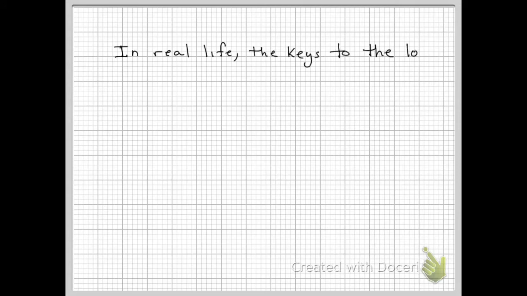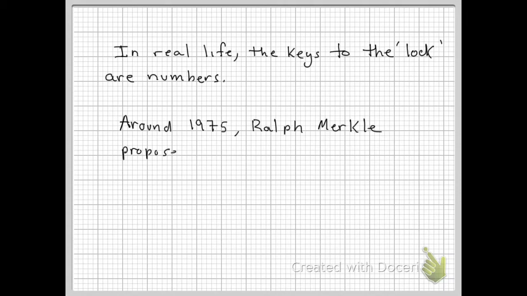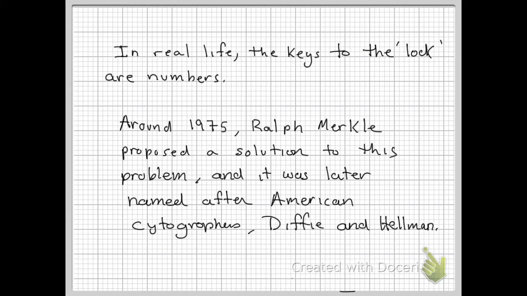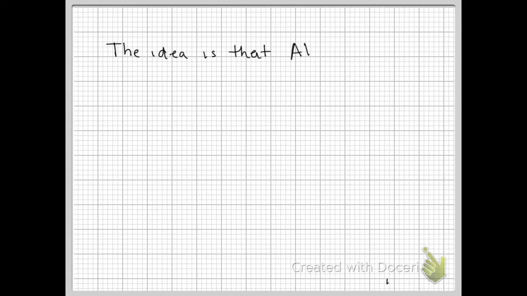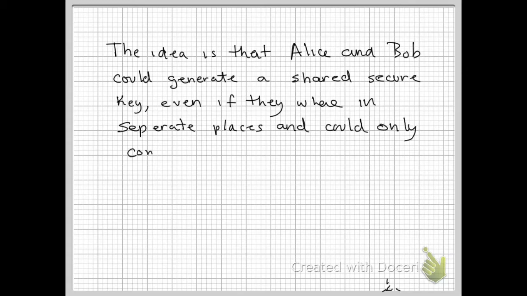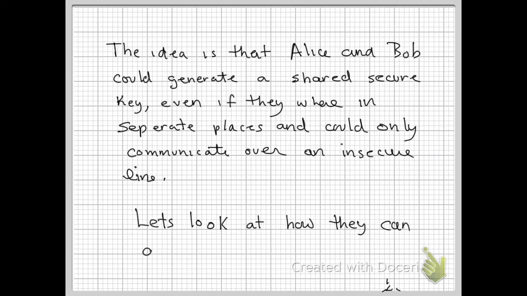Now, in real life, the keys that we're talking about are in fact numbers. And around 1975, Ralph Merkle proposed a solution to this type of problem, and it was later named after American cryptographers Diffie and Hellman. The idea is that Alice and Bob could generate a shared, secure key even if they were in different locations, and they did not have a secure line that they could communicate over. So let's look at how that can be done.